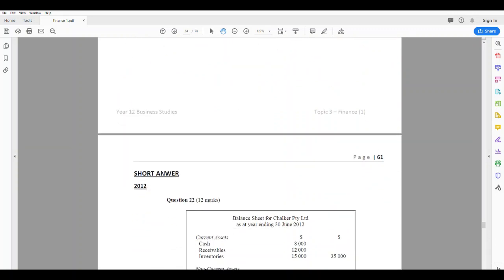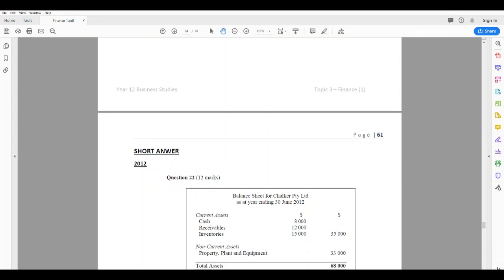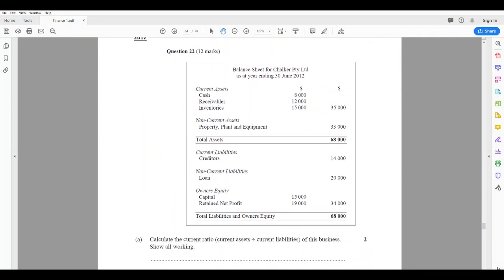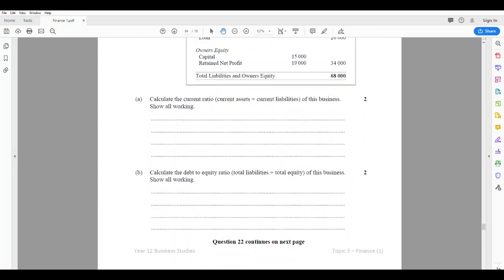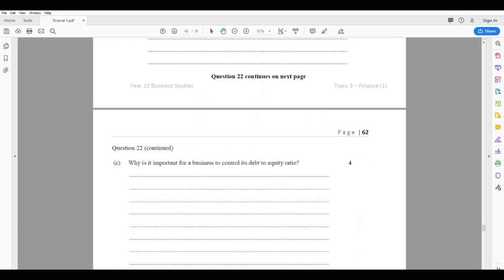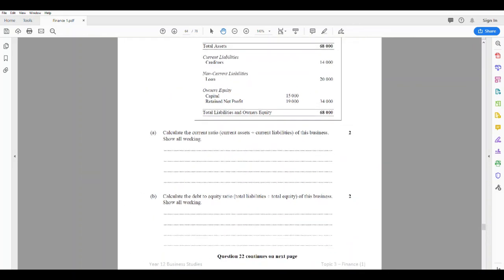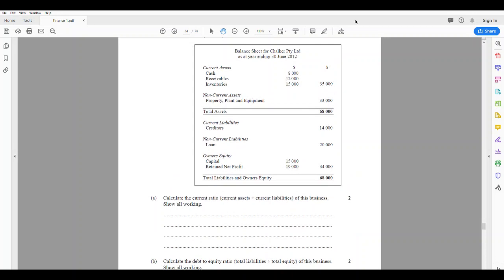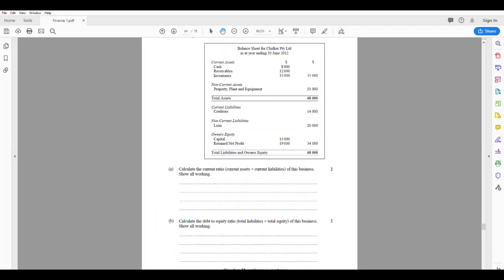Now we do have a few short answer questions, and we're going to do 2012, question 22, A, B, and C only. We're going to be interpreting stimulus, and this is dead easy. They give away 2 marks each. Calculate the current ratio, and they even give you the equation. So current assets, let's figure that out: 35,000 divided by current liabilities, 14,000.